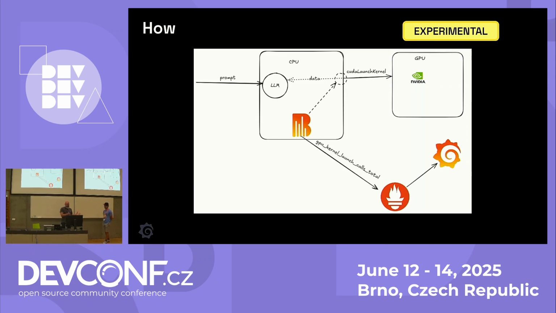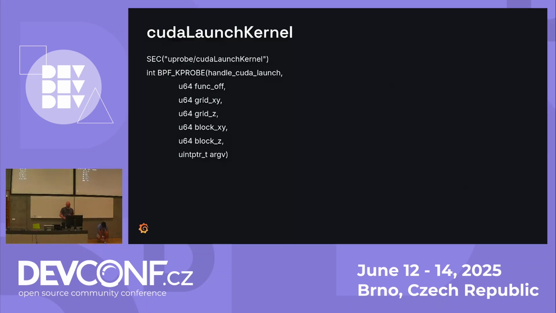And it's going to extract some data, and we're going to create a metric called GPU kernel launch kernel calls total, and that is going to be able to be scraped by Prometheus and later visualized in Grafana.